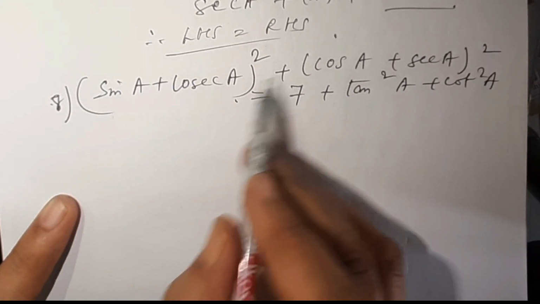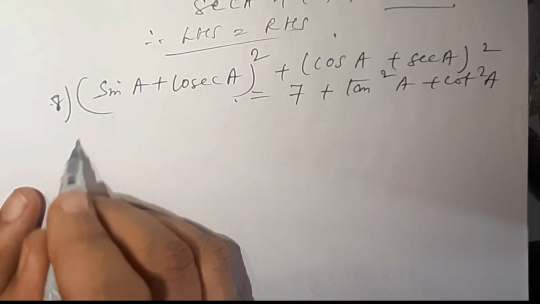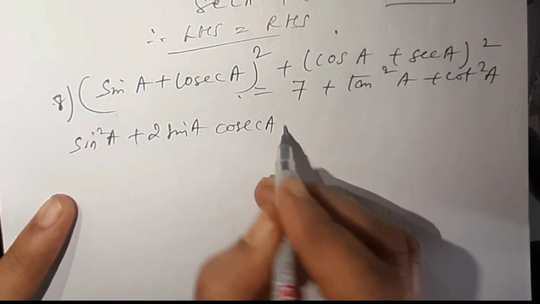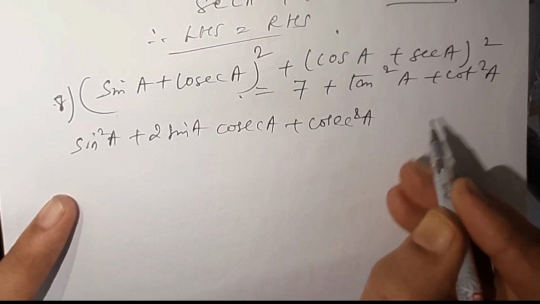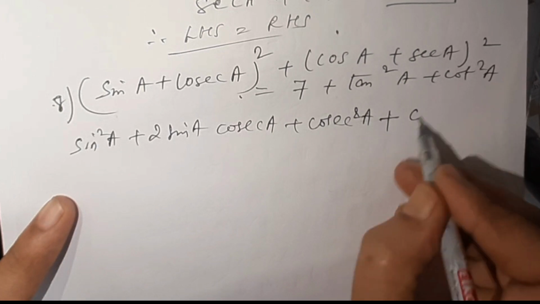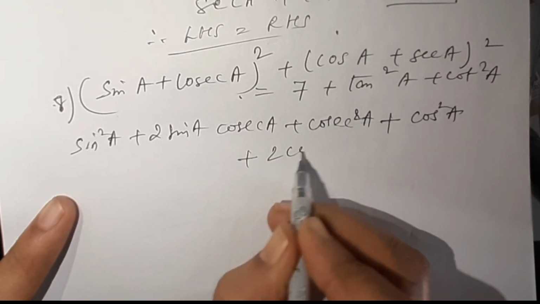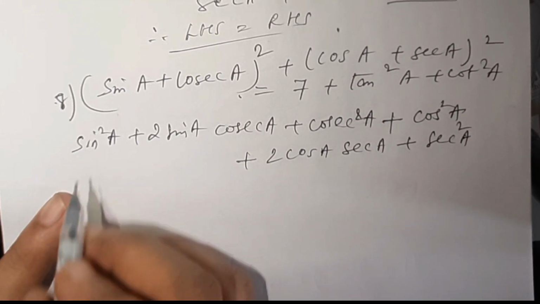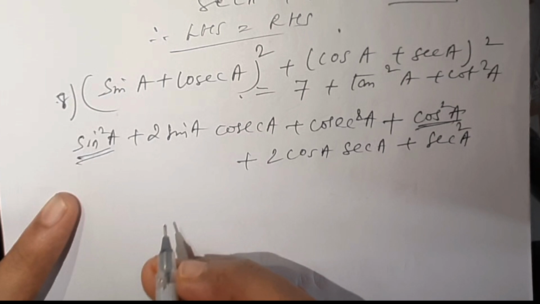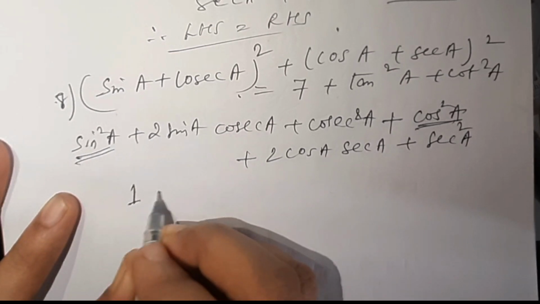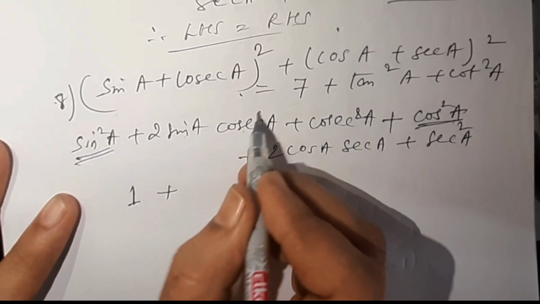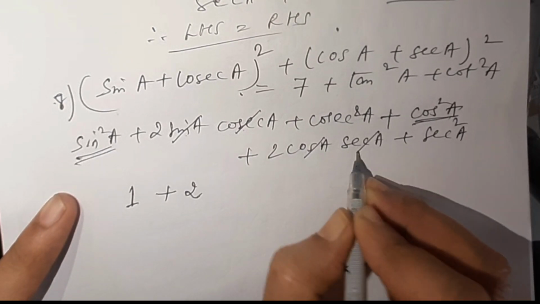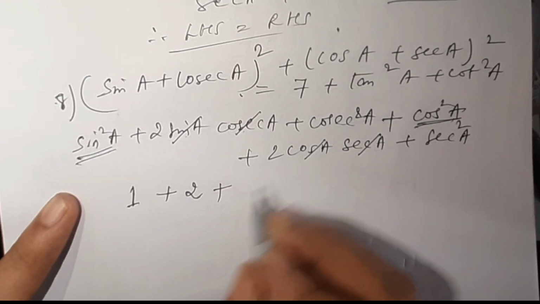Here (sin plus cosec) whole square is there, so simply use the whole square identity: a square plus 2ab plus b square. In the same way, again using the identity, it's cos square A plus 2 cos A sec A plus sec square A. Now sin square plus cos square will make 1, so apply the identity for that. Sin and cosec are reciprocal to each other, so they get cancelled, and we are left with 2. In the same way, cos and sec are reciprocal, so that will also get cancelled.